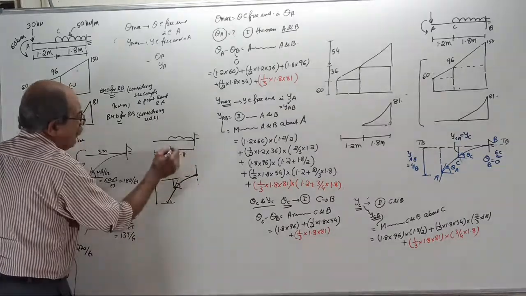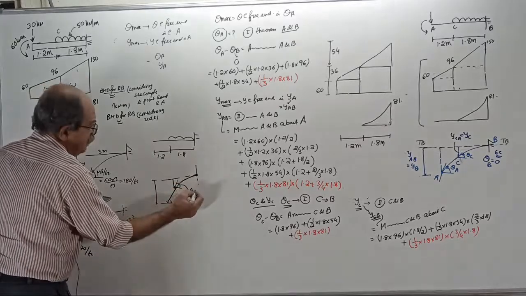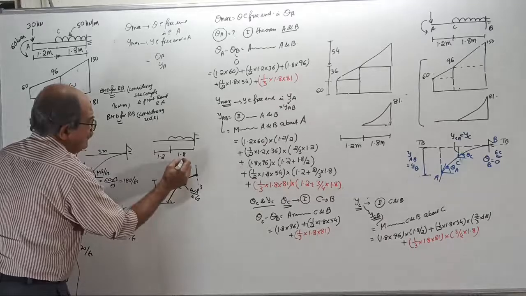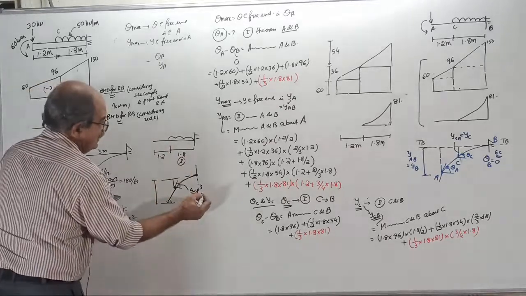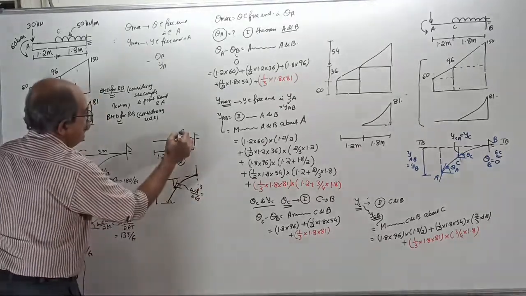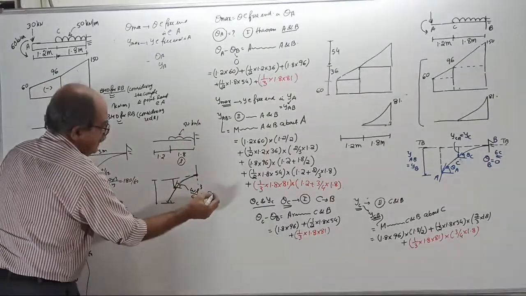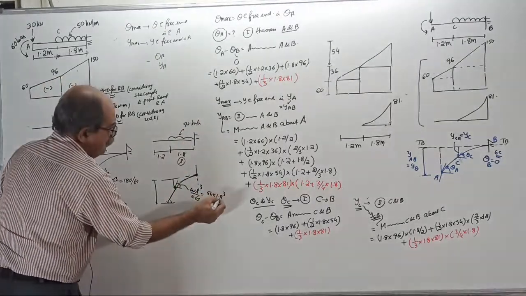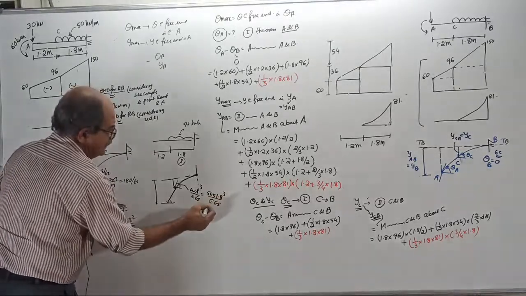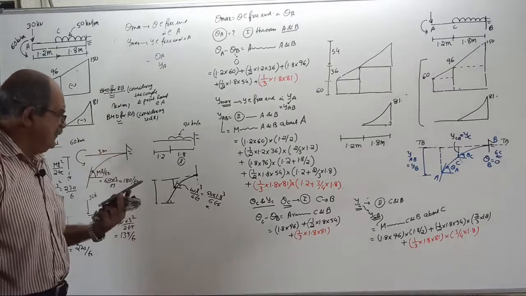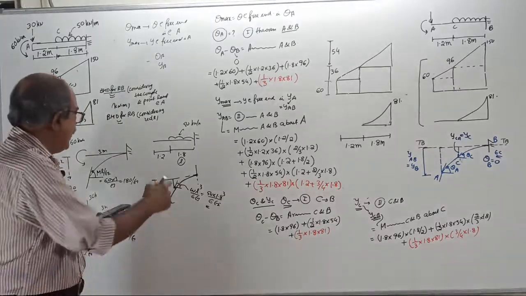This slope is for a cantilever of length 1.8 meter. How much is it? WL cube by 6 EI, where L is 1.8 meter. Tell the answer. The UDL is 50 kN per meter. So 50 into 1.8 cube by 6 EI. That is the slope at this point.